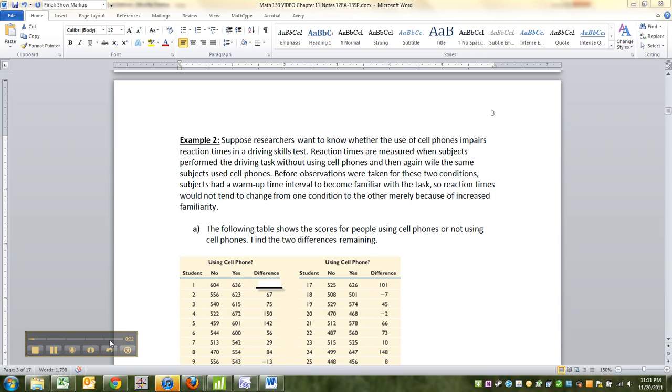Before observations were taken for these two conditions, subjects had a warm-up time interval to become familiar with the task, so reaction times would not tend to change from one condition to the other merely because of increased familiarity.